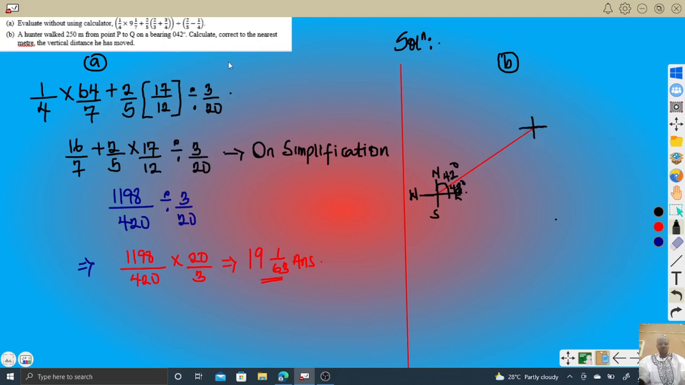Now here, from P to Q is 250 meters. So the question is calculate, correct to the nearest meter, the vertical distance it has to go. We know the vertical distance. So complete the diagram. This is it.